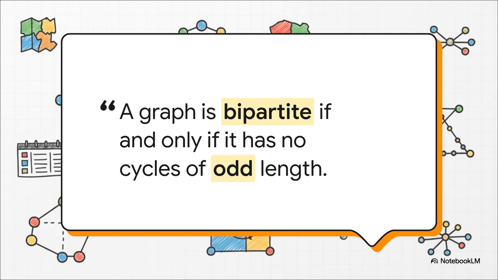For example, a triangle. That's a 3-node cycle. You can't 2-color a triangle. Try it, red, blue. Then what? The third point touches both, so you're stuck. But a square, a 4-node cycle? No problem. Red, blue, it works perfectly. This no odd cycles thing is the magic key.